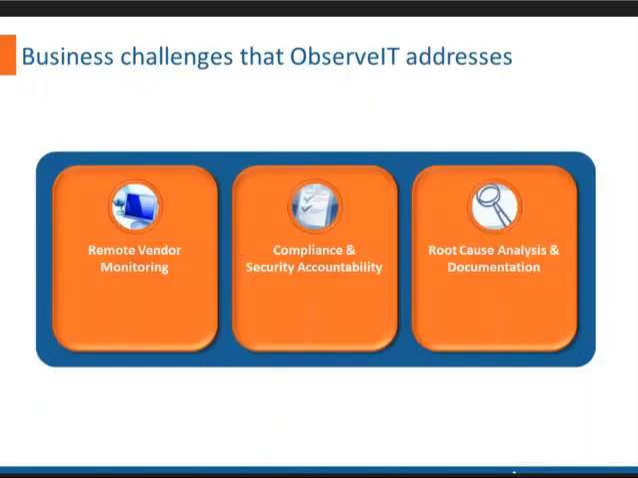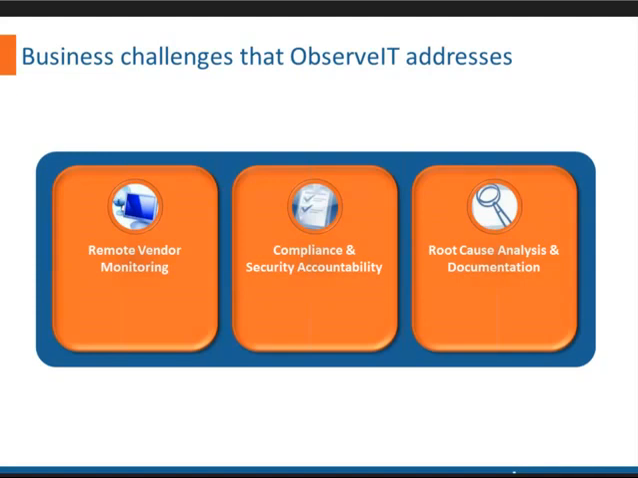Now, what are these customers using Observit for? There are 3 key reasons why Observit is used by these customers. The first is remote vendor monitoring, which is about just plain being able to know what third-party vendors are doing when they access our systems. Compliance and security accountability is the second reason, because many of the various security regulations boil down to one fundamental question: can you know and can you demonstrate who did what on your systems? And Observit answers that specific need.